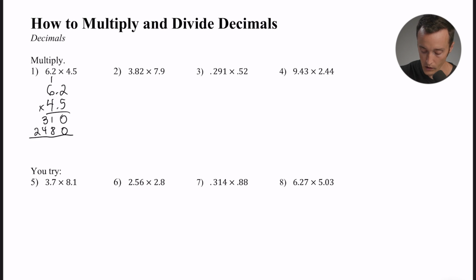Now, how do we get our final answer? Well, we add straight down. 0 plus 0 is 0, 1 plus 8 is 9, 3 plus 4 is 7, and 2. So we're good, except that this problem had decimals.